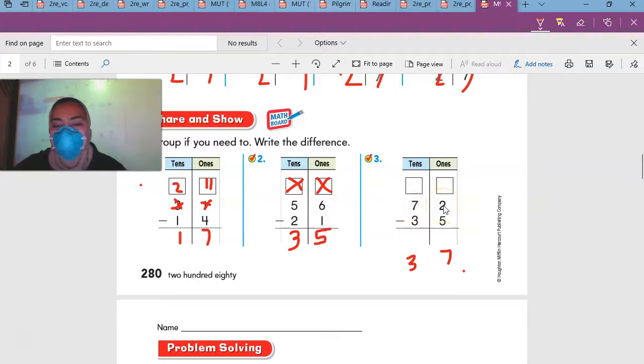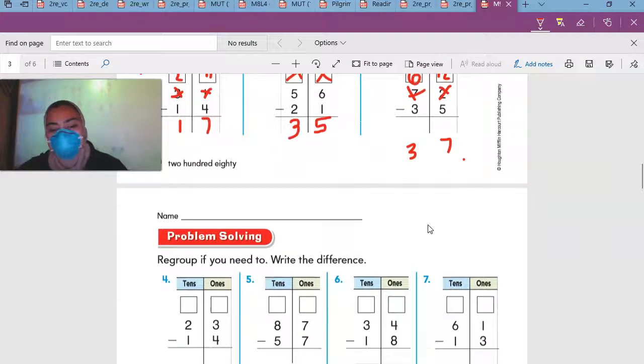If the top number is smaller than the bottom number, you have to regroup. That 2 becomes a 12. What's 12 take away 5? 7. And what's 6 take away 3? 3. 37. Good job, Rena.